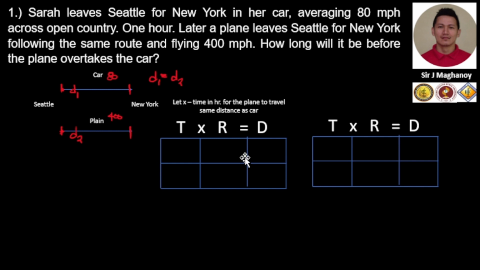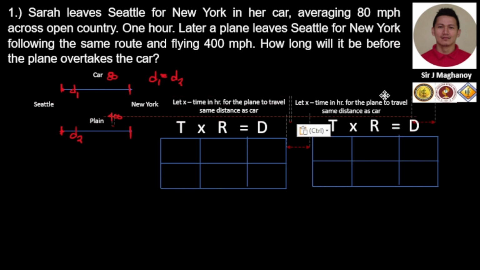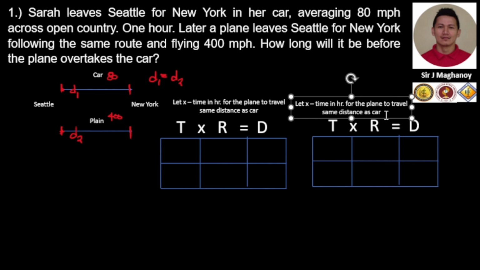How about on the other side? We let x be the time in hours for the car before the plane overtakes it.